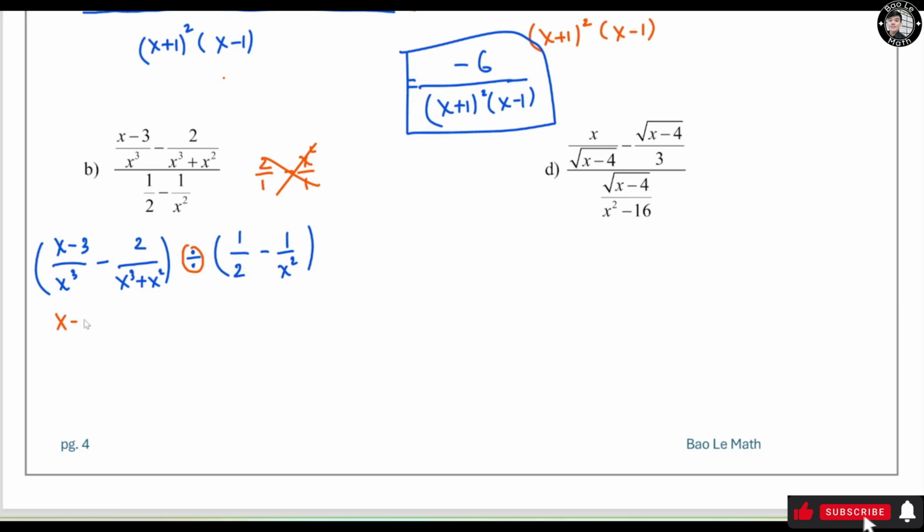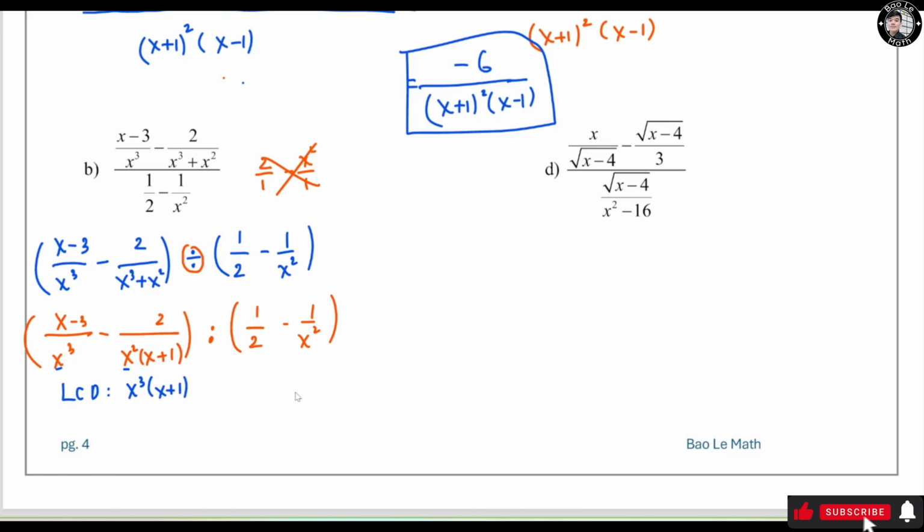So (s − 3)/s³ − 2/s², factor s² out, right? So it could be s²(s + 1), right? Divided by 1/2 − 1/s², right? Now the LCD for the first one is s³, right? Look, this is s², this is s³, take the highest power, times (s + 1), right? The LCD for the second one right here is the product of this guy and this guy, right?